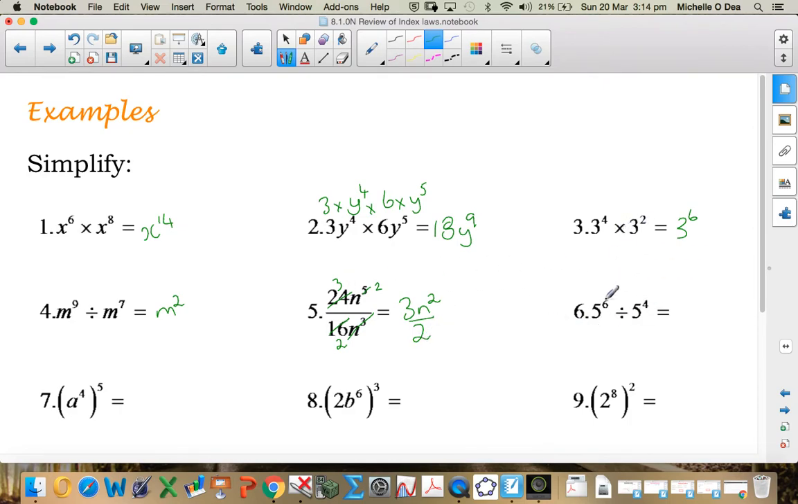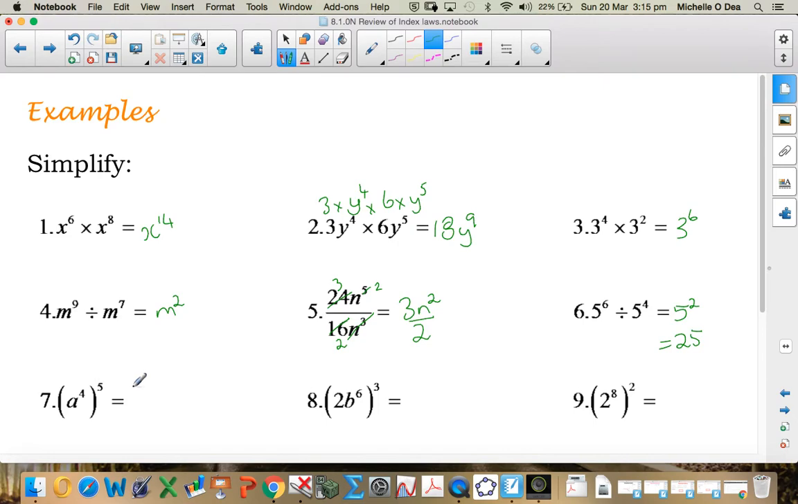Here, same thing as above, 5 to the power of 6 divided by 5 to the power of 4. The bases don't change, so do not write that as 25. The base stays the same. You're dividing, so you subtract the powers, so that becomes 5 squared. Of course, that's an easy one to do in our head. That's just 25.